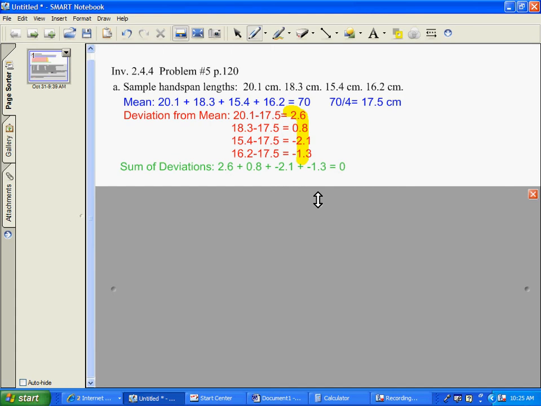We're going to skip part B of this problem and move on to part C. So at this point, I would like you to go ahead and measure the handspans of the students at your table, and then calculate the deviations from the mean. You can stop the recording at this time while you complete this part of the investigation.